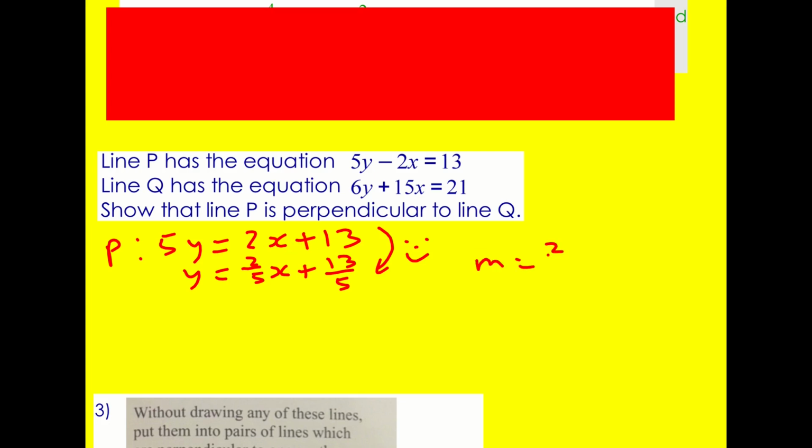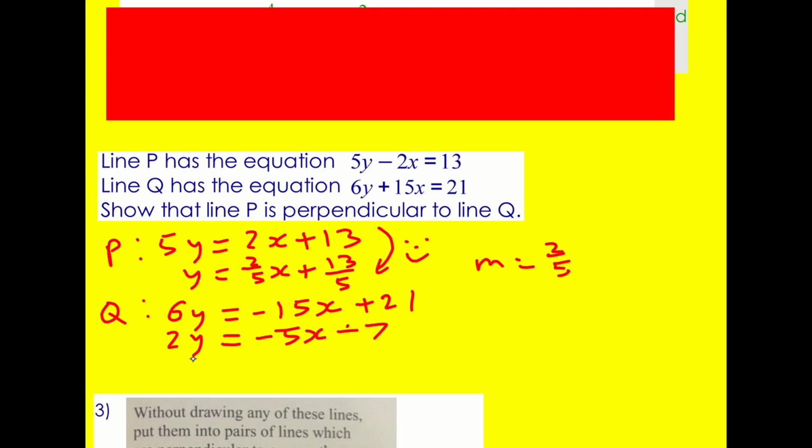M is then 2/5. So to show that P is perpendicular, I need to show that the other line has a gradient of minus 5 over 2. That's my negative reciprocal. So in this case, it's going to be 6y is minus 15x plus 21. Actually, note there's a common factor of 3 here, so I could, if I wanted to, divide through by 3 at this point. You don't have to, but I'm going to get that. And then I'm going to get that y is equal to minus. I'm going to divide through by 2, just like I did similar up here.